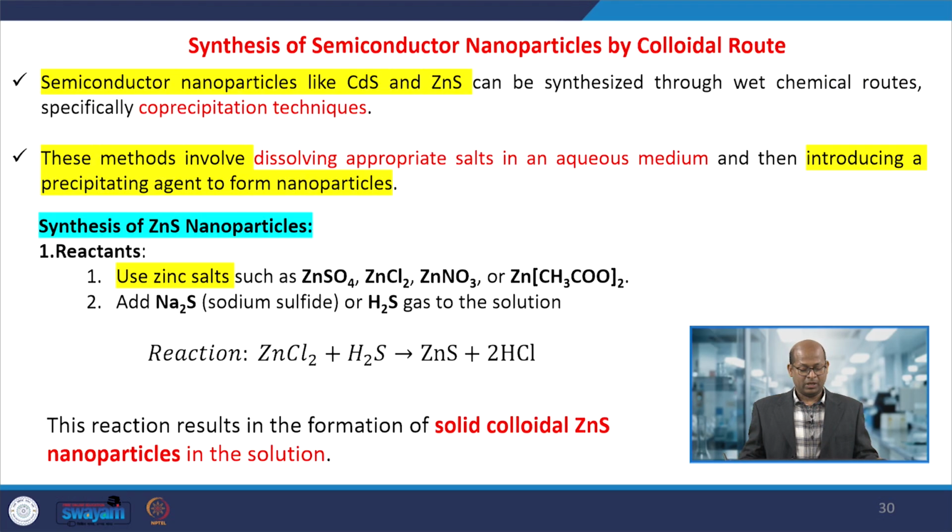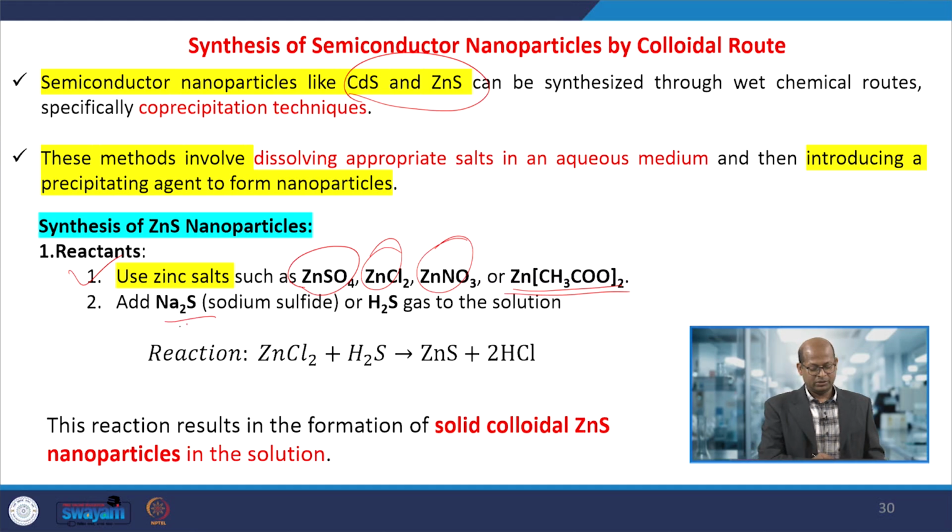Some other nanomaterials, cadmium sulfide or zinc sulfide, can also be prepared by these colloidal routes. Here you can see different types of precursors for zinc sulfide preparation: zinc sulfate, chlorides, nitrates or acetate materials can be used as precursors. And we can use sodium sulfide, Na2S, or H2S gas as a source of sulfur. So these are the basic reactions.